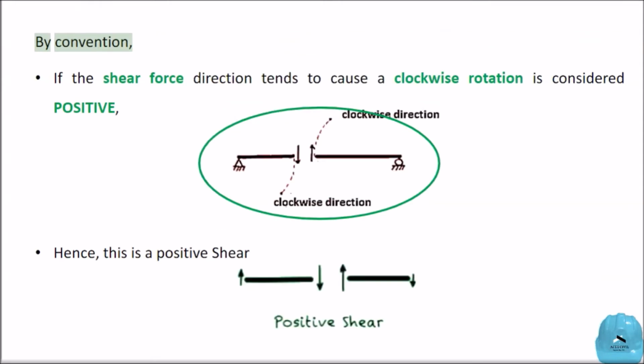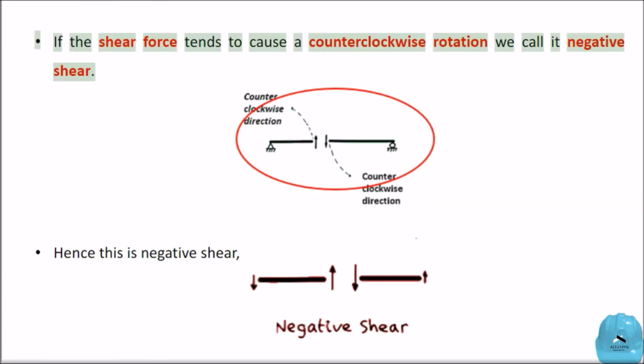By convention, if the shear force tends to cause a clockwise rotation, it is considered positive. Hence, this is positive shear. If the shear force tends to cause a counterclockwise rotation, we call it negative shear. Hence, this is negative shear.